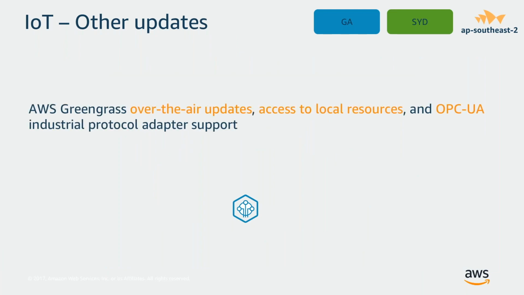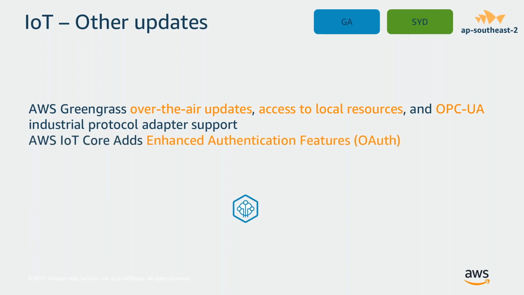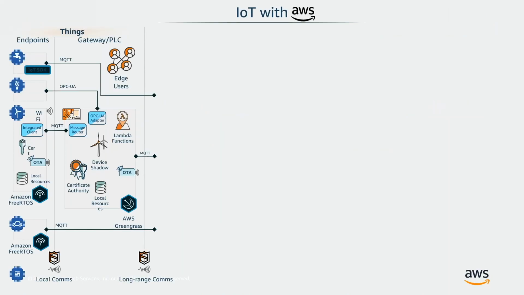Greengrass has 3 new features. Greengrass core devices can now natively interact with the capabilities of the host and access local resources. Also improved over-the-air updates of your Greengrass devices and support for the OPC UA protocol. IoT Core now also adds OAuth capabilities. So as opposed to having security certificates in the device, you can authenticate and secure those devices using OAuth now.